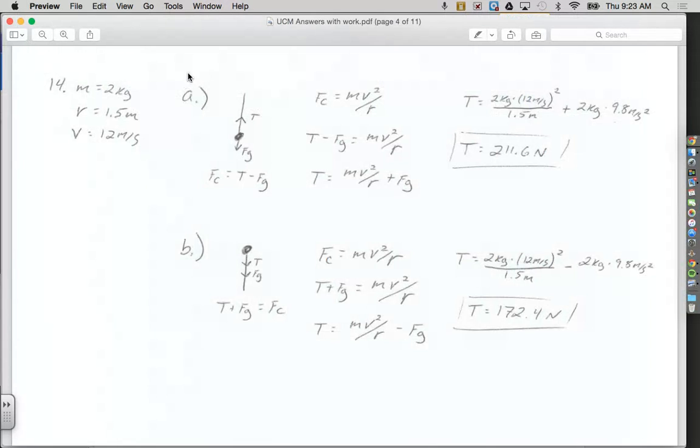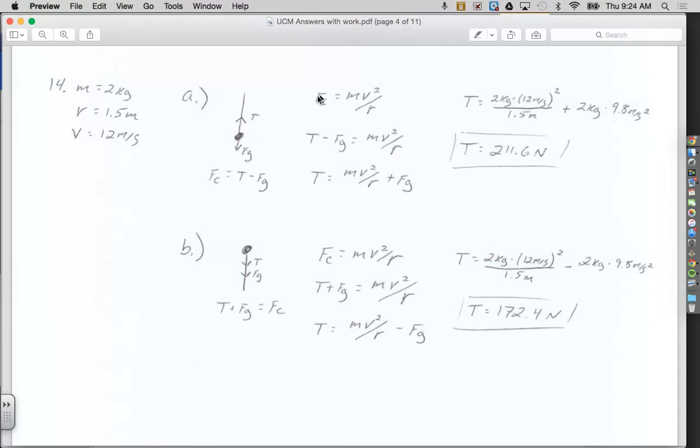So for part A, it's at the bottom of this circular path that it's on. And when it's at the bottom, gravity always pulls downward, but tension is going up towards the center of the circle. The mass is 2 kilograms, the radius is 1.5 meters, and the speed is 12 meters per second. My centripetal force is my force going towards the center of the circle, which is tension, minus anything that pulls away, which is force of gravity.